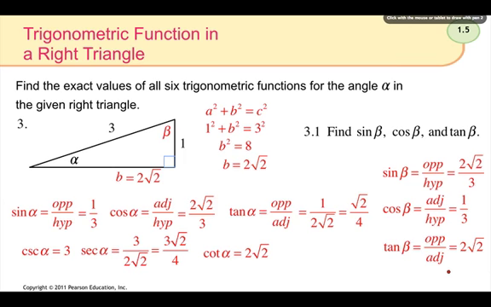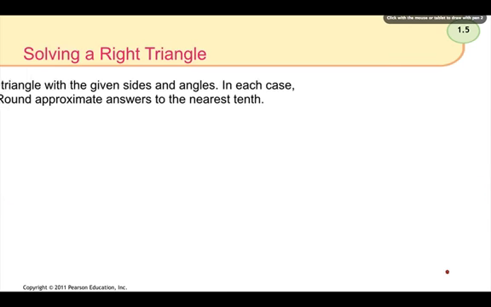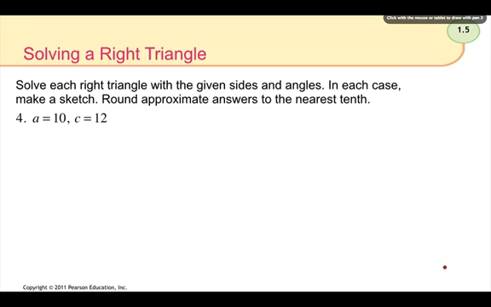Let's go to number 4. It says solve each right triangle with the given sides and angles. In each case, make a sketch, and round approximate answers to the nearest tenth. So they give you this information, and here's a picture that goes with it. But before I do that, you should recognize that this is the hypotenuse from the picture that you saw in an earlier slide. So here's a picture.